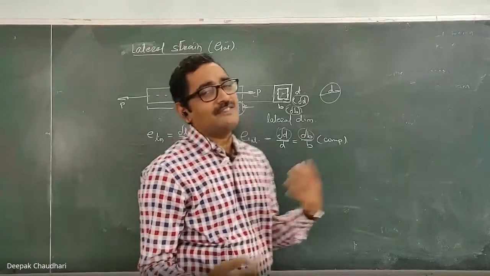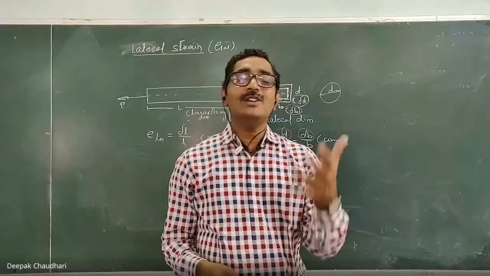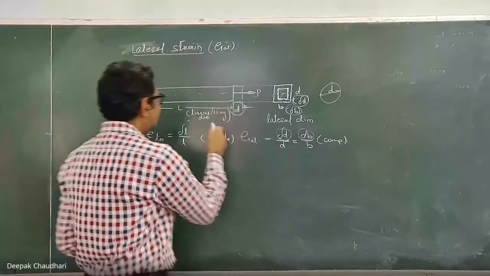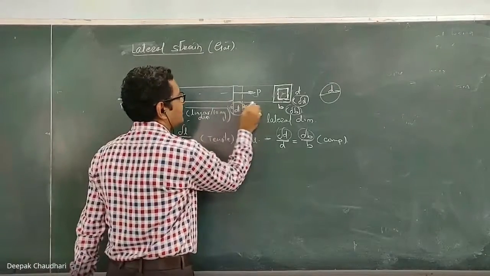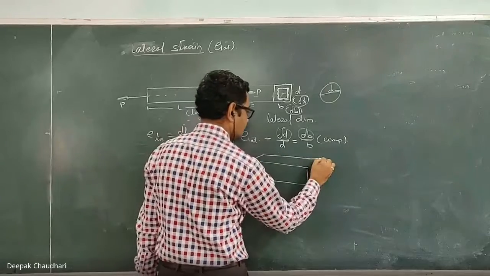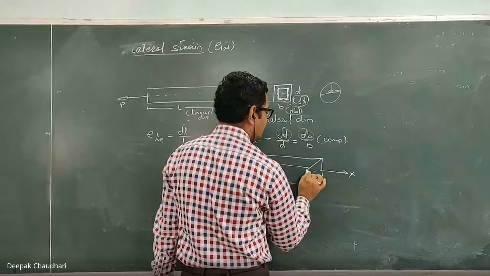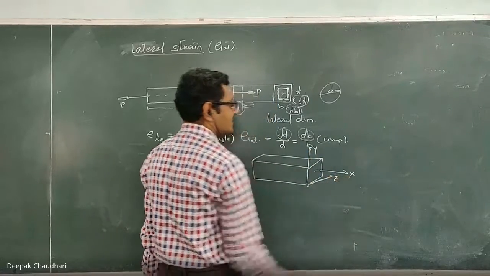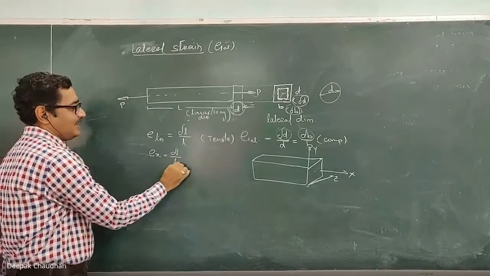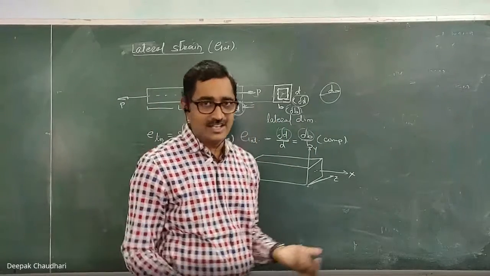In simple words, what is lateral strain? It is the strain in the lateral direction. It is the strain perpendicular to the direction of the applied force. That is known as lateral strain. If the linear strain is in the x direction, if I consider this as the x direction, then this will become the y direction and this becomes the z direction. So you can say that this linear strain is nothing but the strain in the x direction, which is equal to delta L upon L. And you can say that epsilon y and epsilon z are the lateral strains in the y and z directions.